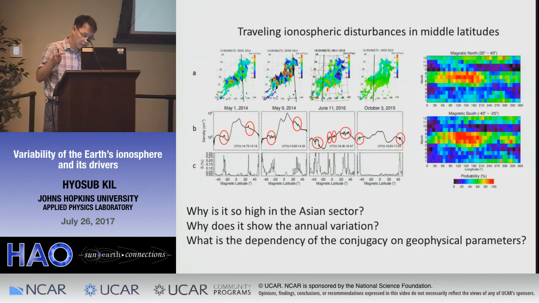This kind of phenomena may also be tested by model simulations. Before this seminar, I talked with Alan Bunce about whether we can do TID simulation using TIGCM, but the resolution is not good enough to produce TID. What I'm interested in is why the TID occurrence frequency is higher in the Asian sector compared to other sectors, and why it shows annual variation but not seasonal variation. It may be explained by the conjugacy, but then what initiates the TID?